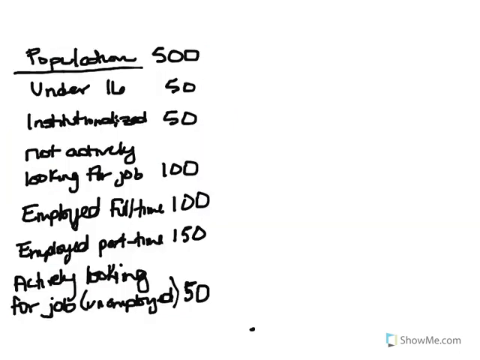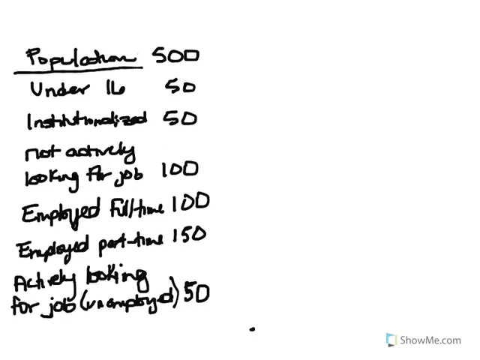So let's say that I gave you some data like this. So suppose hypothetically the population was 500 people, and then you see that I have it broken down. The number of people that are under 16, the number of people that are institutionalized, so on and so forth. And I asked you to calculate this society's unemployment rate. So again, the unemployment rate is simply the number of people that are unemployed, meaning that they're actively looking for work in the last 4 weeks, divided by the size of the labor force.